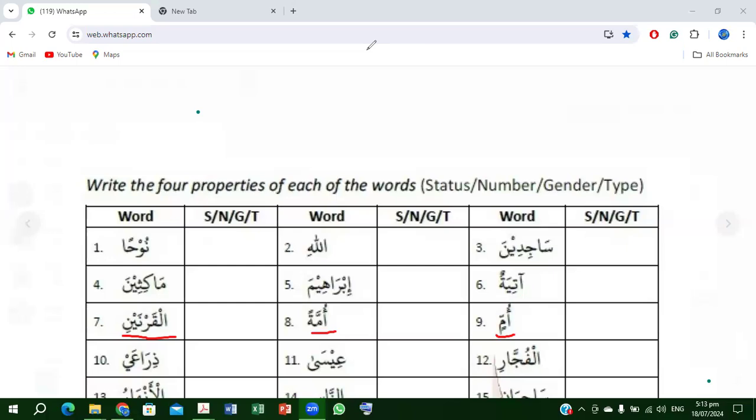How nasab? No, miss. It's rafa. How rafa? Ibrahim? Yes, miss. If it is dhamma, then it is rafa. If it is fatha, then it is nasab. If it is kasra, then it is jar. Okay, Ibrahim? Jazakallah, miss.